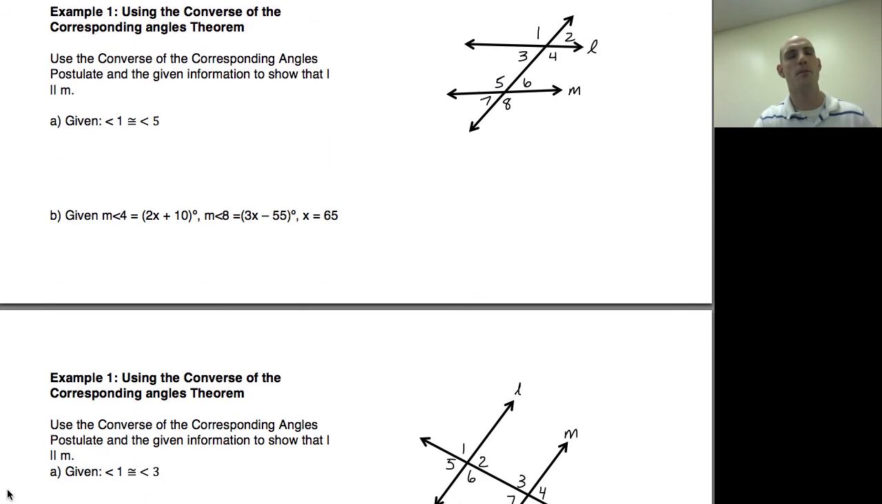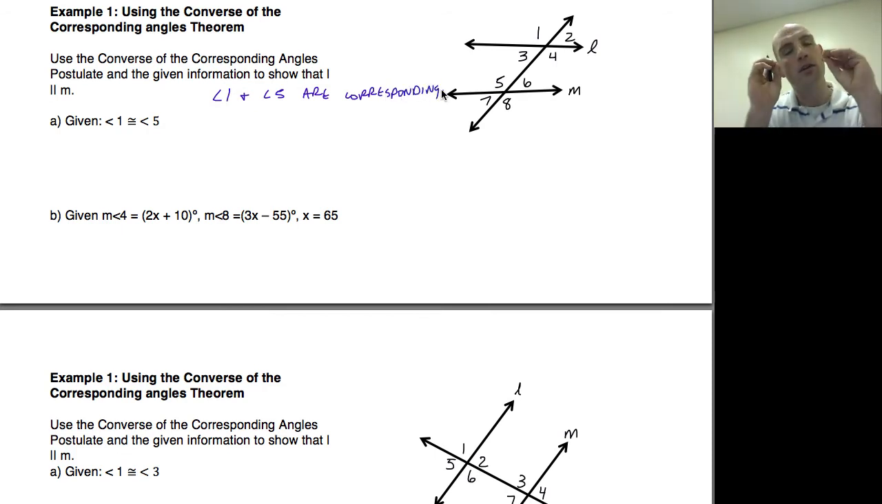They're going to give you some pieces of evidence and ask you if it's reasonable to say that they're parallel. The first one that they give you is this diagram, and they say 1 and 5 are congruent. The question you need to ask yourself is how do 1 and 5 relate to one another? If you look at 1 and 5, angle 1 and angle 5 are corresponding.